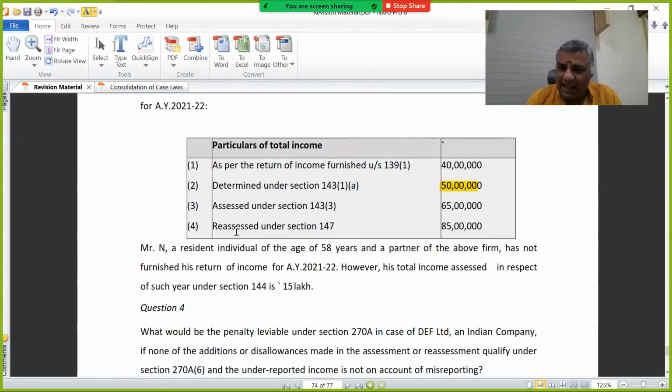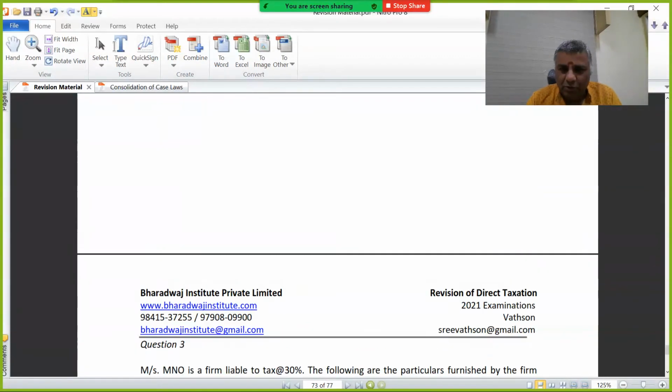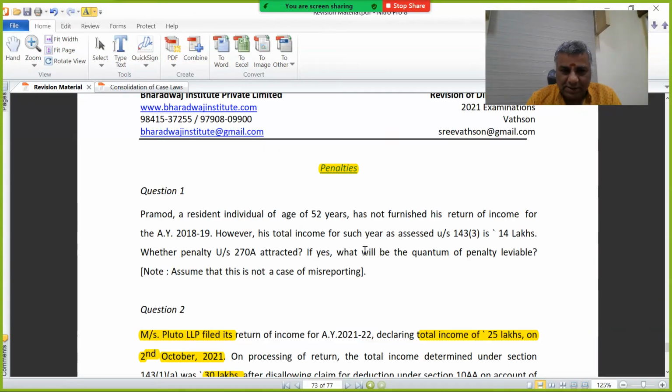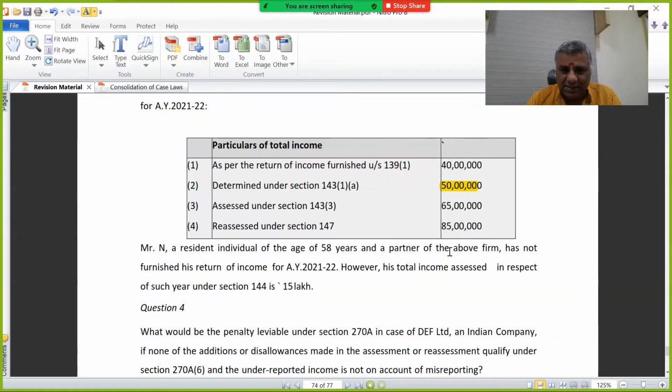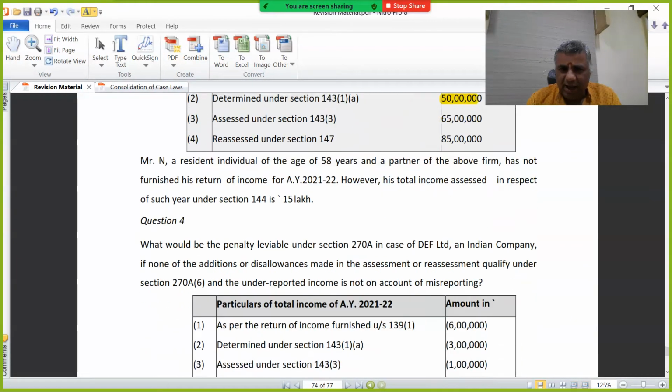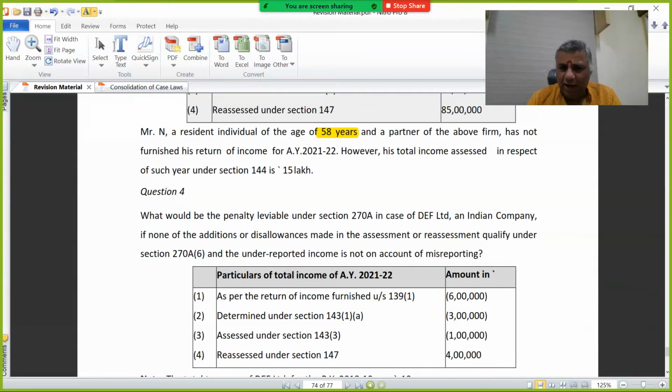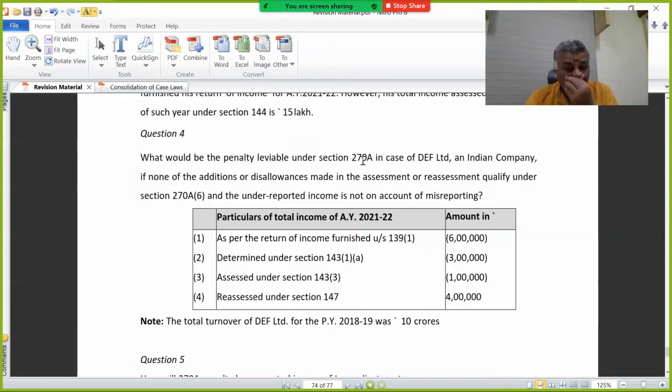This is like the first question, which we worked out. That is this question. Compute the tax and do. It's a replica of the same question. Age 58, so senior citizen. So same way, I'm not repeating it. What would be question number 4?